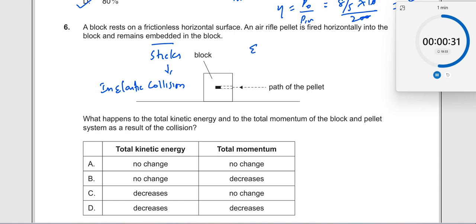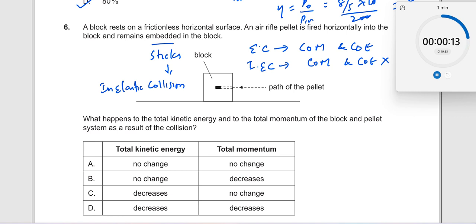In an elastic collision, COM and COE are possible. In an inelastic collision, what happens? COM is possible, COE is not possible. Right. What happens to total kinetic energy, total momentum?